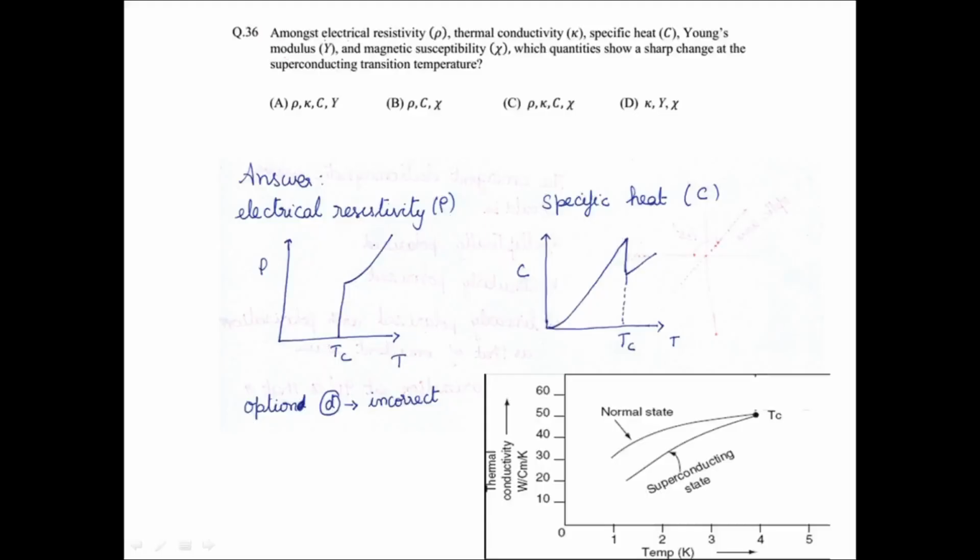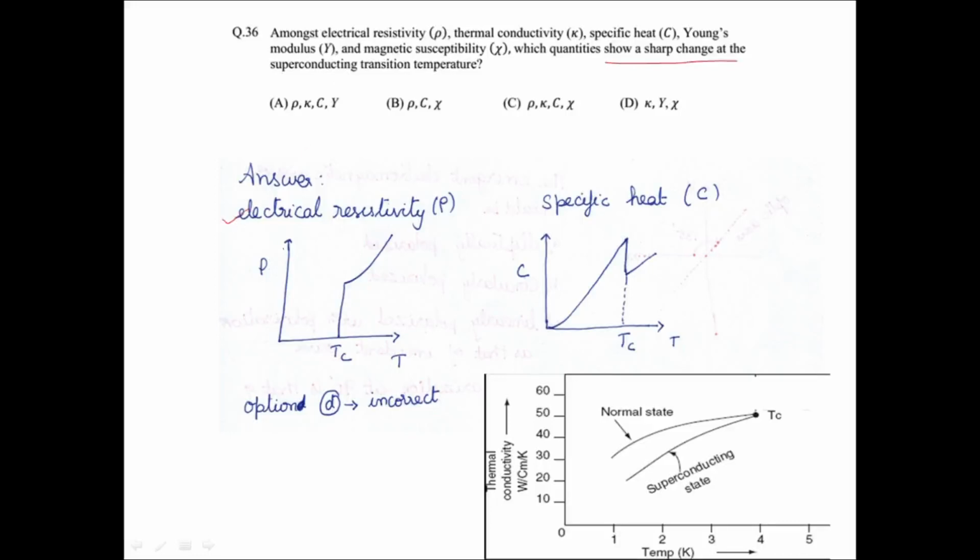Question: among electrical resistivity, thermal conductivity, specific heat, Young's modulus and magnetic susceptibility, which quantities show a sharp change at the superconducting transition temperature? So we have to find which quantity shows the sharp change at the superconducting transition temperature. First, we will take the electrical resistivity.